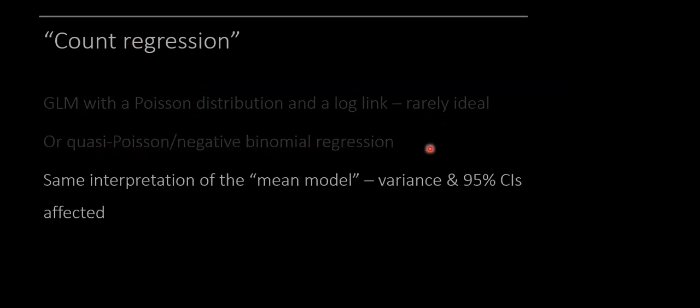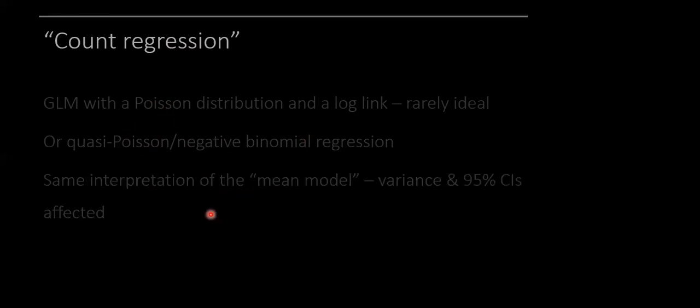But the good thing is that for any of these three approaches, the interpretation of the mean model, so the interpretation of the relationships between the independent variables and the expected count, doesn't change. So once you've understood how to interpret one of these models in terms of the relationships, you can understand all of them. The different types of model are mainly to make sure that you model the variance correctly, which will affect the confidence intervals, but it won't affect the point estimates.